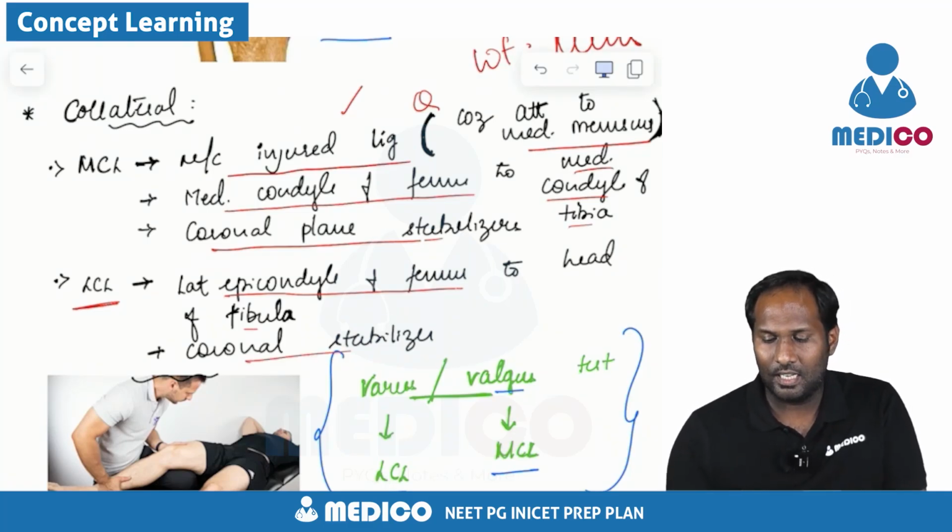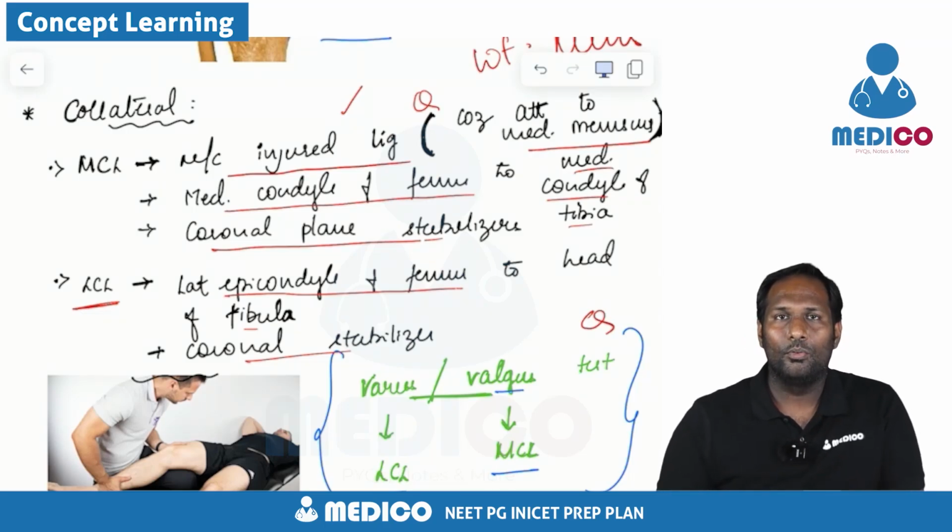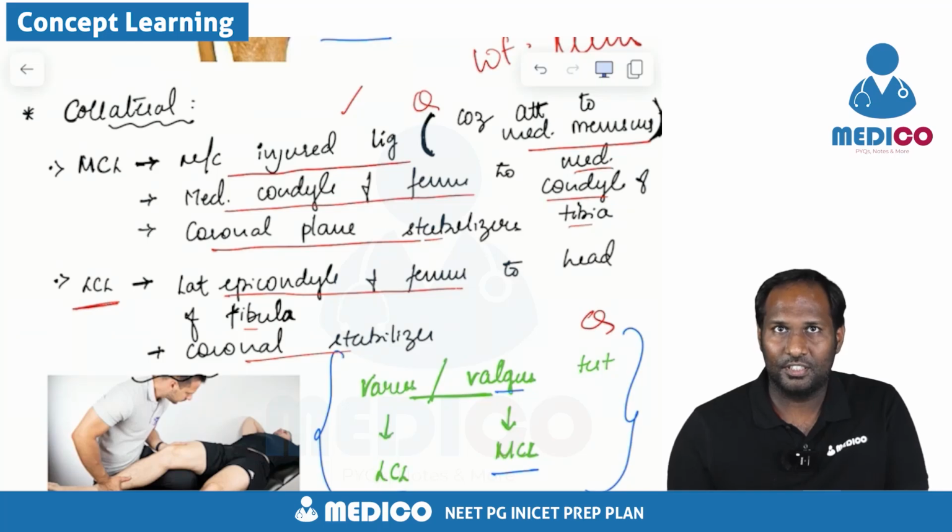The tests they'll ask you are the varus and valgus tests. When you give a stress in the opposite direction, the corresponding ligament gets stretched. You see if pain is present or not. So they will ask about the varus or valgus test for MCL and LCL.